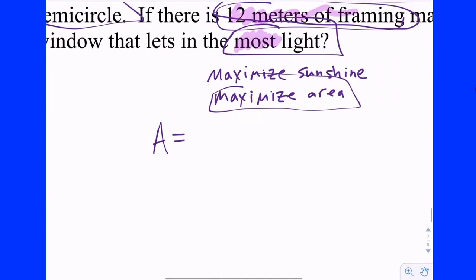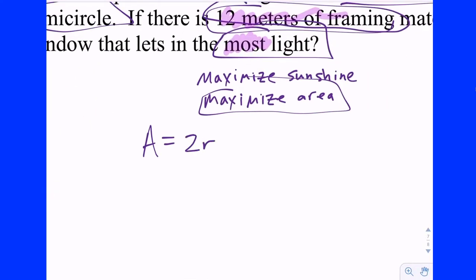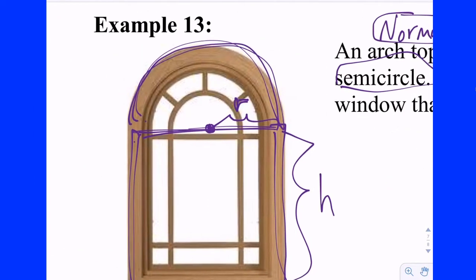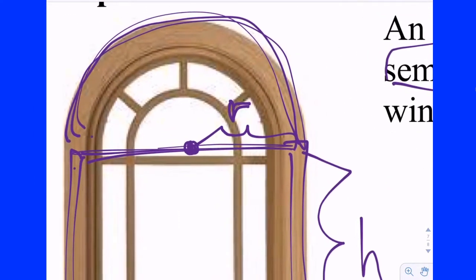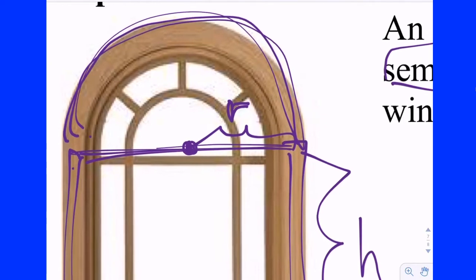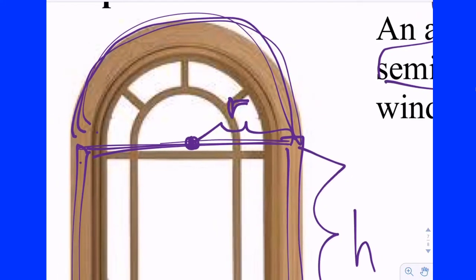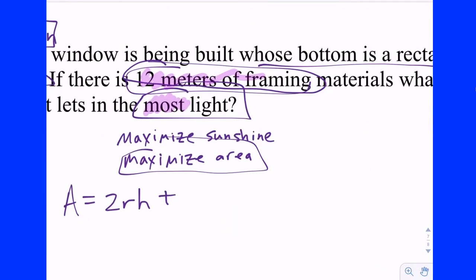So what would be the area of my rectangular base now? 2RH, right? It's length times width, but it's 2RH for me. And I'm going to add to that the area of my semicircle. So what's the area of a circle? Pi r squared, but because it's semi, we take half of it. So pi r squared divided by 2, or you could just call it pi halves r squared. So there it is. There's the area of the window. It's in terms of both h and r, and now we want to get it in terms of either h or r. It doesn't really matter.